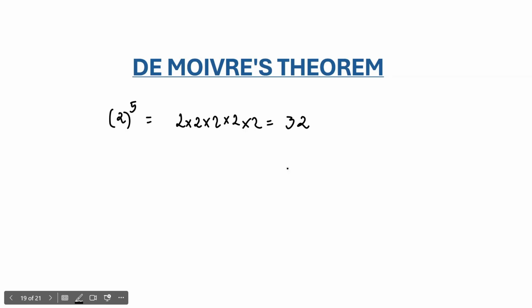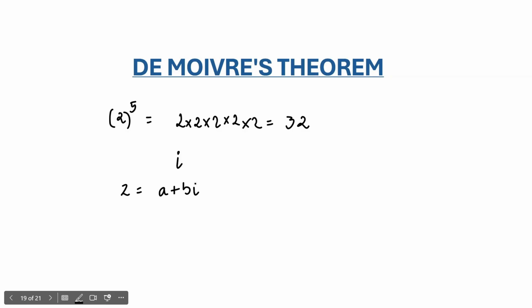But what happens when we have complex numbers? We know that complex numbers involve iota, which is your i. So if you want to find the exponent of any complex number, then the multiplication becomes very messy. In that case, when we have to find the exponent of any complex number, we use De Moivre's theorem.